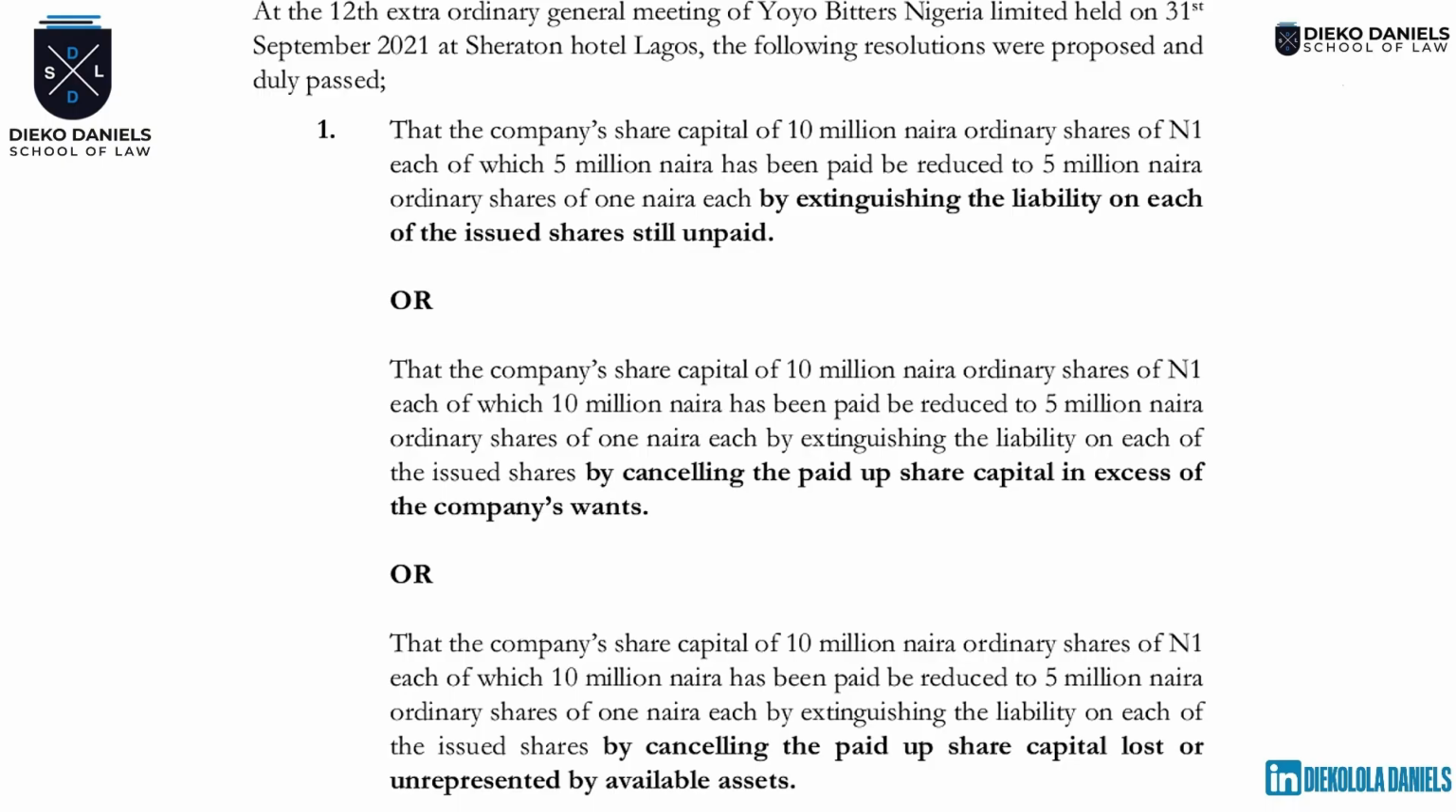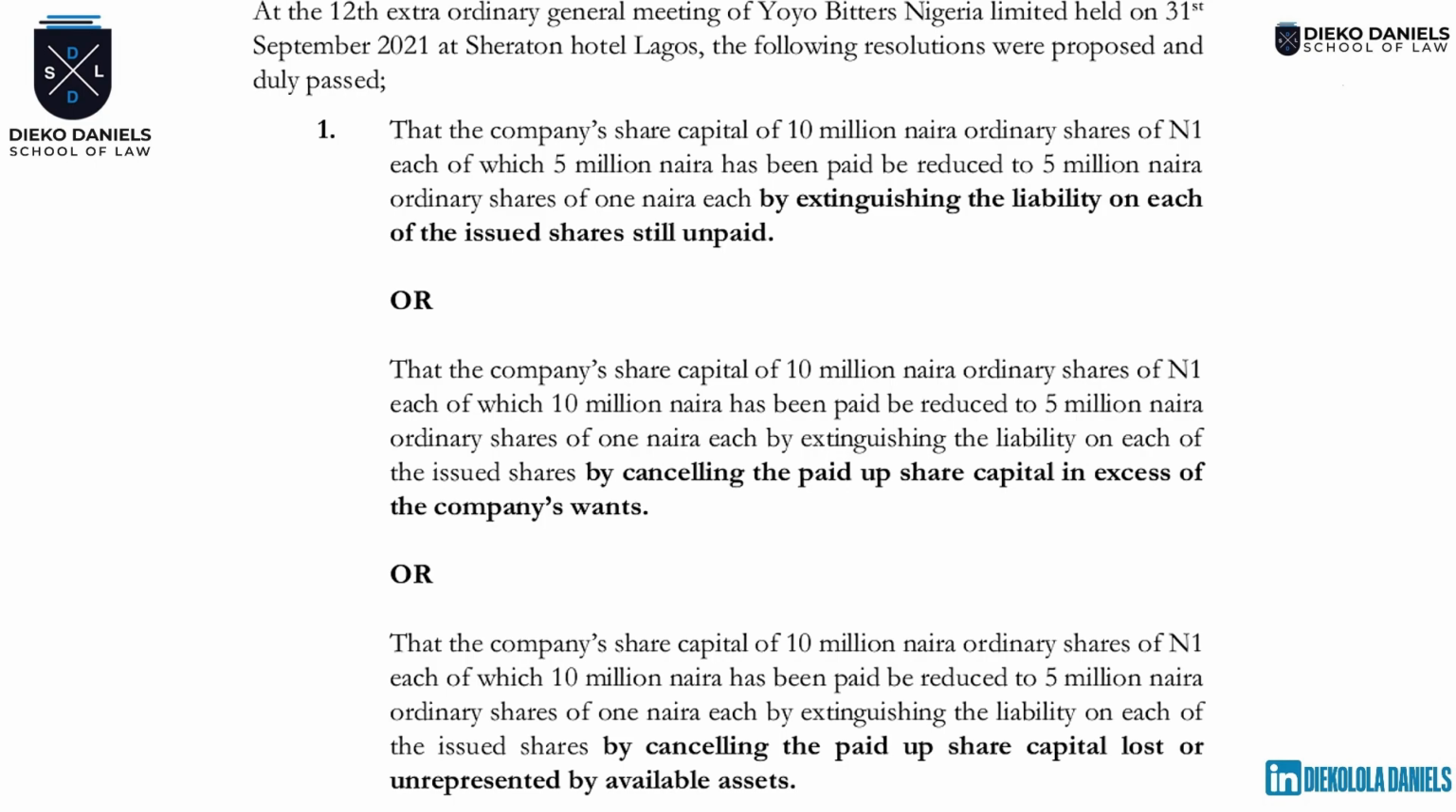Right? Has been paid, be reduced to 5 million. You are saying that you have 10 million naira ordinary shares. You are saying that the entire 10 million naira ordinary shares have been paid. You are now saying that you want to reduce it to 5 million. Okay, that has been given us authority by what?